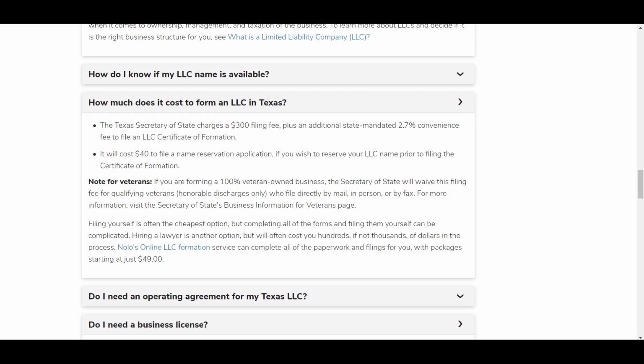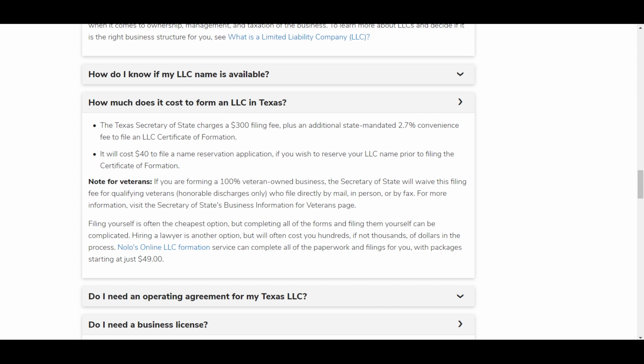So now that it's all said and done, how much does it cost to form an LLC in Texas? The Texas Secretary of State charges a $300 filing fee plus an additional state-mandated 2.7% convenience fee to file an LLC certificate of formation. It will also cost $40 to file a name reservation application if you wish to reserve your LLC name prior to filing the certificate of formation.